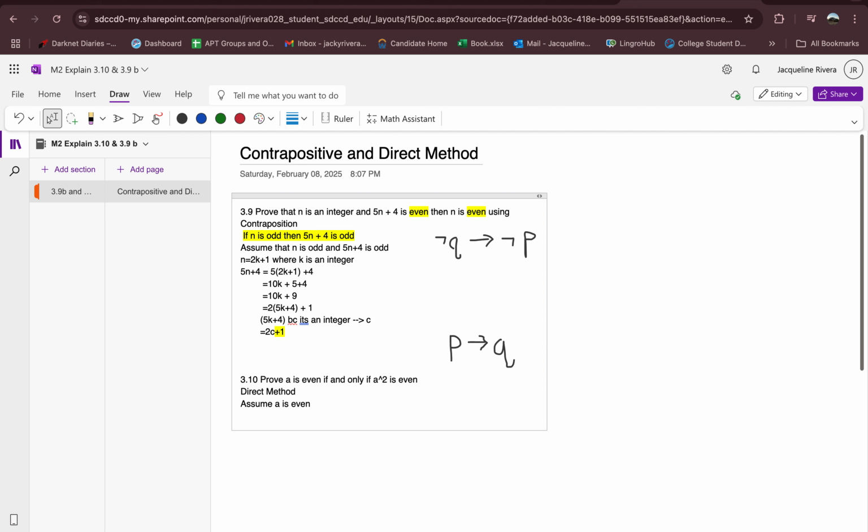Prove a is even if and only if a squared is even. So this one we're going to use the direct method. So we're assuming a is even. That's our first assumption given from the prompt. And then from here, we're going to use what we got in the book, which would be a equals 2k, where k is an integer.